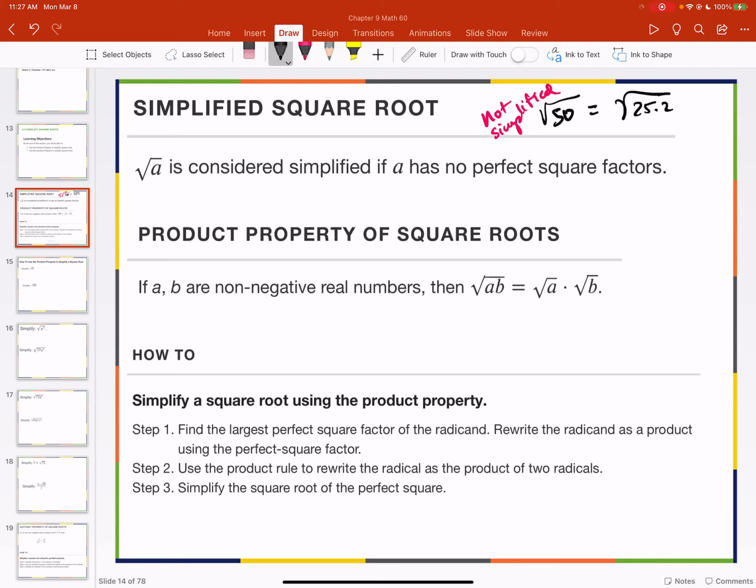So when we do this, we separate it this way, and then you can see we can use what's called a product property. We can rewrite that as square root of 25 times square root of 2. And then square root of 25 is just 5. So square root of 50 is 5 root 2. Now this is simplified because there's no perfect square factors underneath the radical here. So that's it. Let's do a couple more examples.